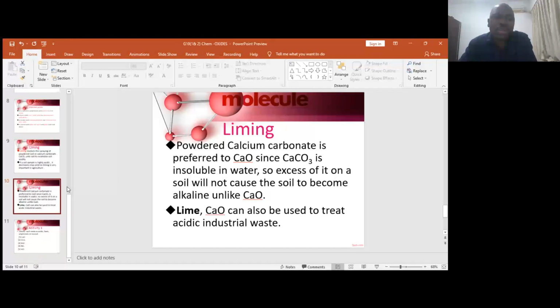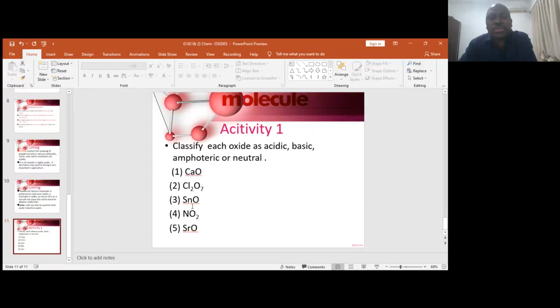Okay, so that is all we have about oxides. Look at this activity: classify each oxide as acidic, basic, amphoteric, or neutral. Please, you can pause the video and answer the question. Okay, if you are done, next. The first question is basic. Why? Because calcium is a metal and it's not one of those amphoteric metals. So the first one is a basic oxide.